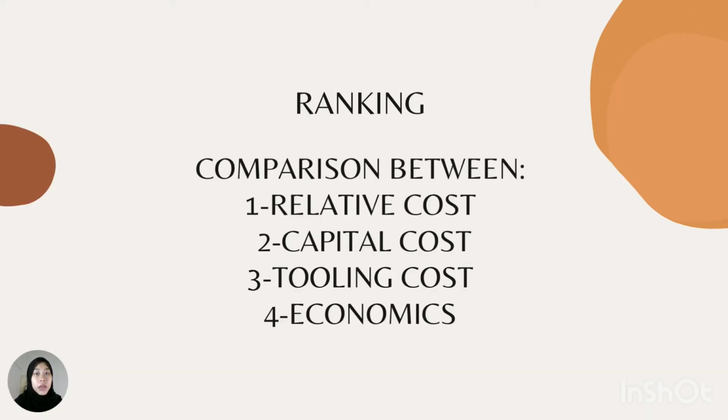For the next step, it is ranking. After listing the 8 most suitable processes during the screening stage, we need to compare those processes. During the ranking process, we compare the relative cost, capital cost, tooling cost, and economics description of those processes. And it is observed that injection molding has the lowest relative cost, capital cost, tooling cost, and the best description for economics.